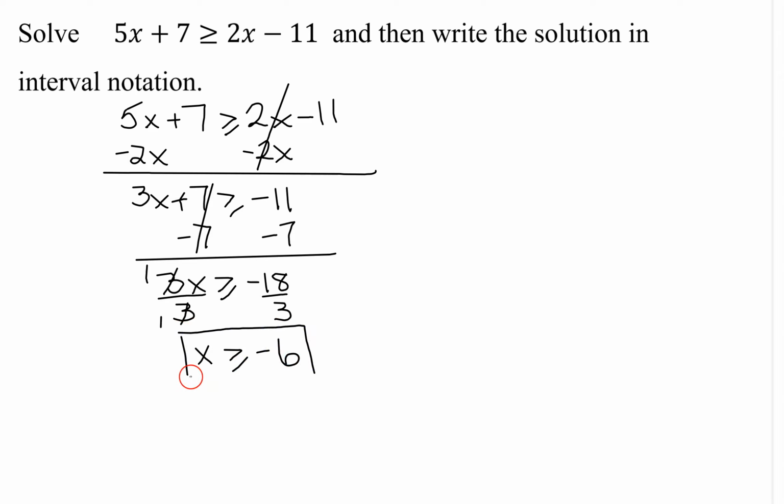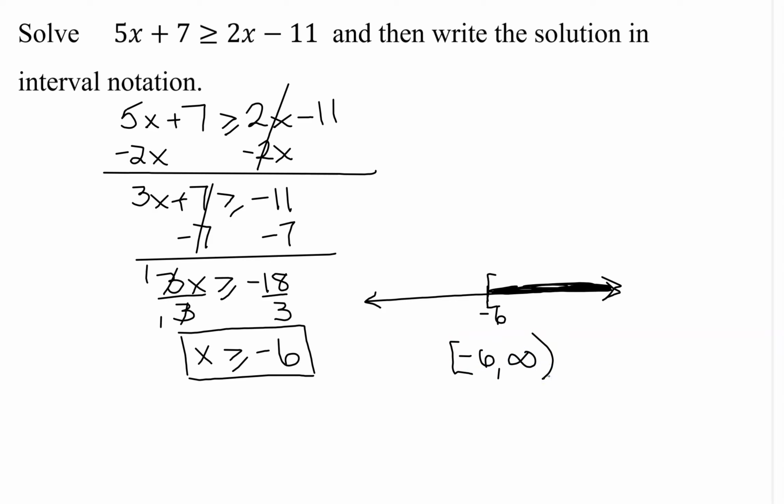So I've solved my inequality, and the only thing left is to write it in interval notation. It helps to graph it first. So here's my important point, negative 6. Greater than or equal to means I have to shade to the right of negative 6 and go all the way up to infinity. And since it's greater than or equal to, it includes the endpoint, so you use a square bracket. So my interval notation is square bracket negative 6 all the way to infinity. But remember, you must use parentheses on infinity.